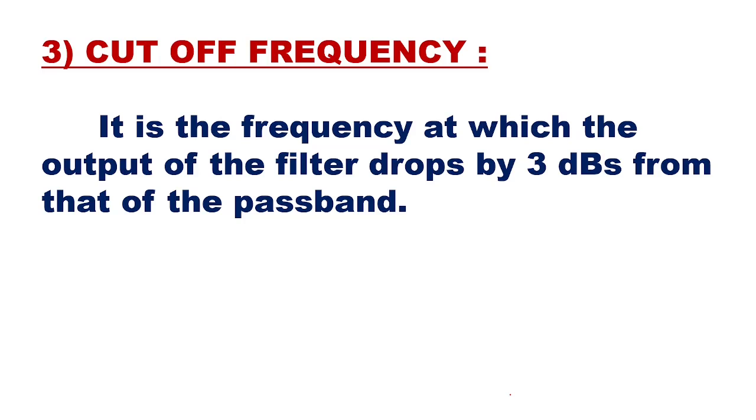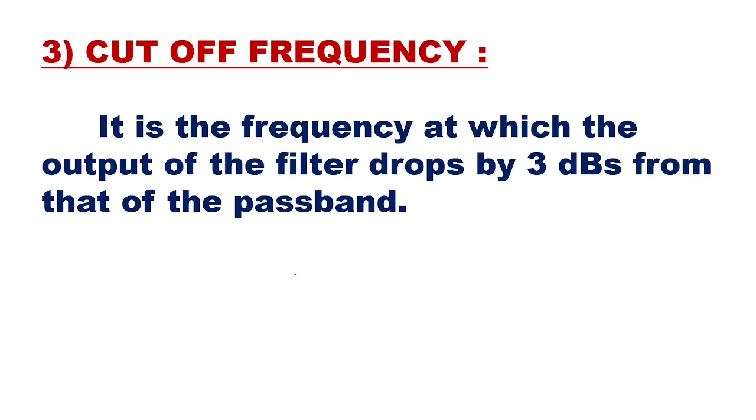In a pass band, it will have the maximum gain. From that maximum gain, if you come down 3 decibels, at that point of the magnitude of the output, whatever frequency you get, that frequency is the cutoff frequency. So it is the frequency at which the output of the filter drops by 3 decibels.